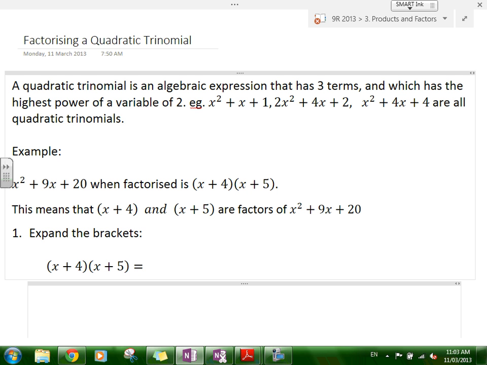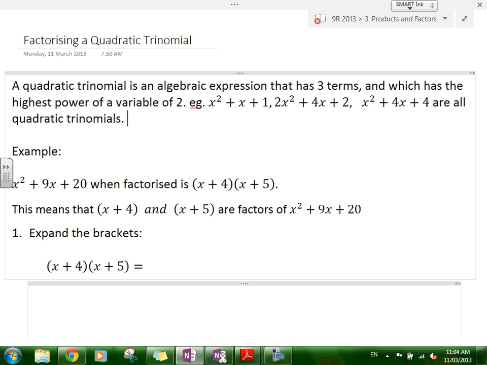Typically it's in this form. There's an x squared term, there's an x term, and then there's a constant term, as we call it, or a numerical term. Then we have 2x squared plus 4x plus 2. That's also a quadratic trinomial. There's an infinite number you can go about. x squared plus 4x plus 4, and you can think of any other quadratic trinomials. The point is, generally speaking, it's got an x squared term, an x term, and a constant term. Alright? So we follow so far.